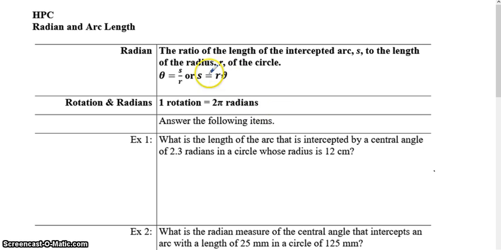So okay, so we could use either form. Theta, which is the angle, is arc length over the radius, or S equals R theta, sometimes better.